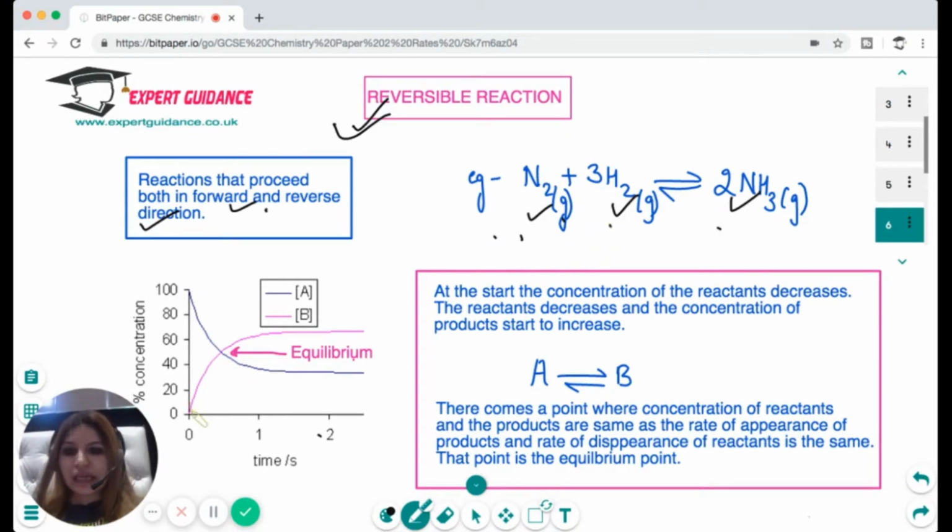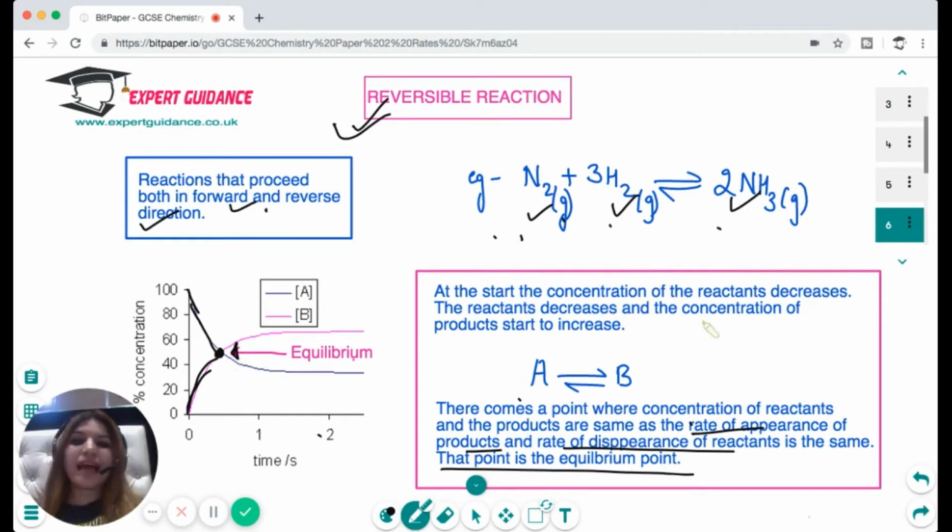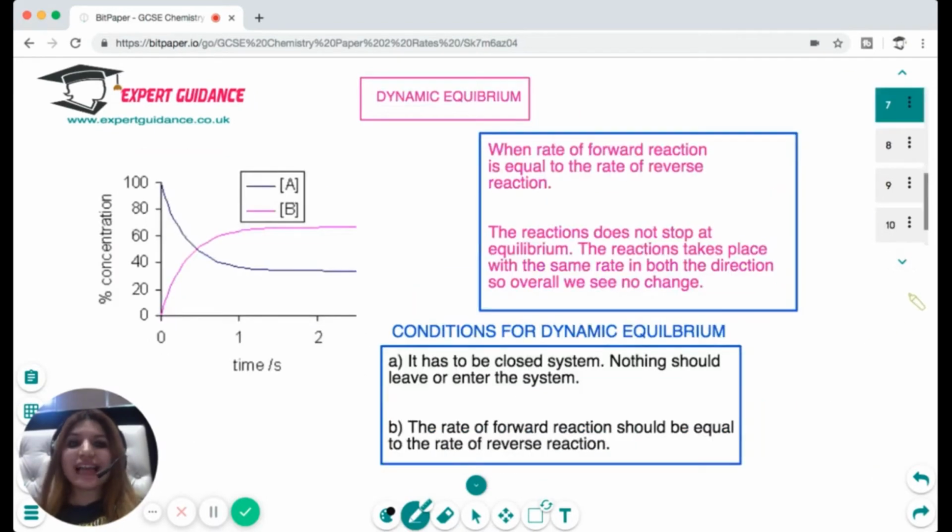Now, how does this reaction start? You can see at the start, the reactant's concentration decreases and the product concentration increases. As the reactant is decreasing with time, the product is increasing with time. Now, at this point, can you see the concentration of both the reactants and the product is same? Why? Because at this point, the rate of appearance of product and the rate of disappearance of reactants is the same, and this is known as equilibrium. Now remember, do not write same in equilibrium. Equilibrium has a proper definition, and you need to write exactly like this. Equilibrium is when the rate of forward reaction is equal to the rate of reverse reaction.